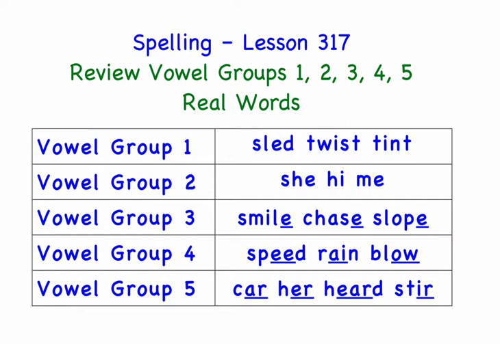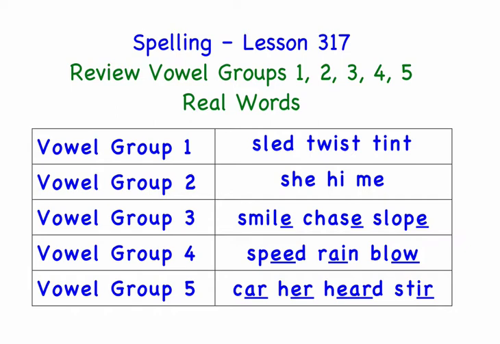in a particular word. Vowel group 1 is you have a single vowel in a word followed by a consonant. The vowel is short. Vowel group 2, you have a single vowel in the word, but it is the last letter in the word, comes at the end of the word, in other words, and it's going to represent the long sound. Vowel group 3 is the silent E rule.